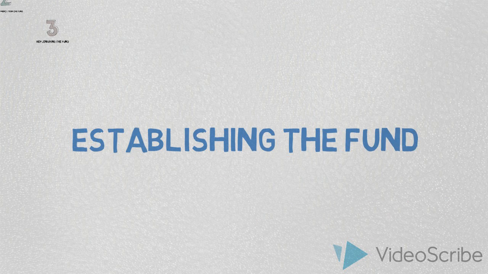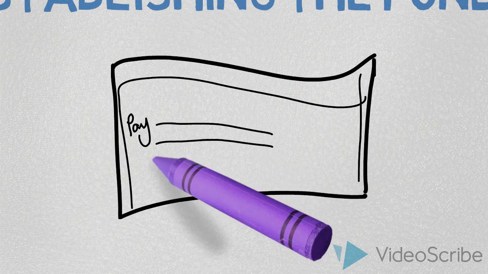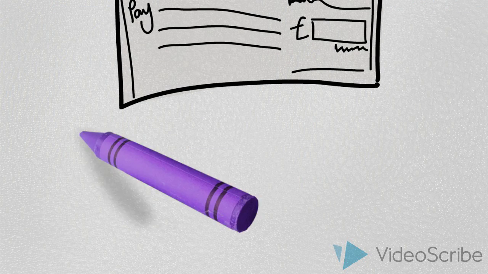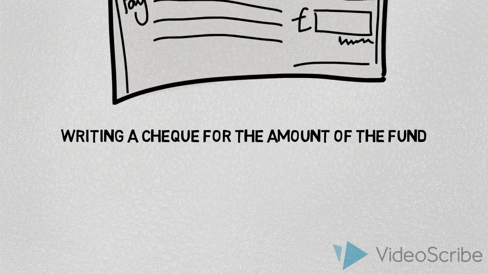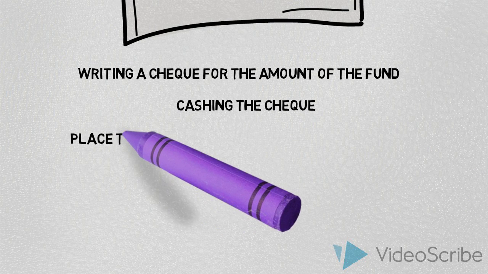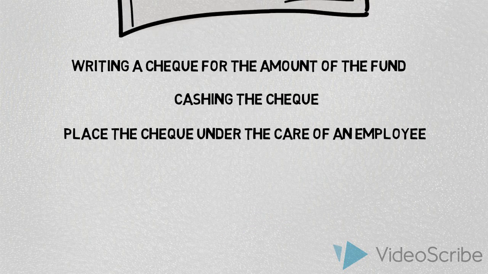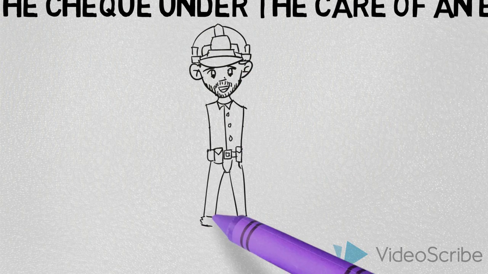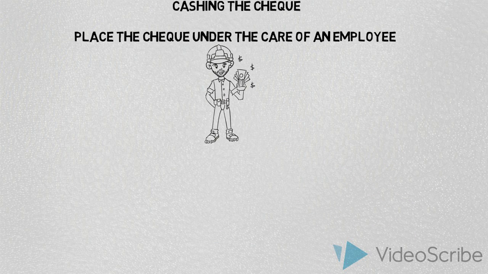A petty cash fund is established by writing a check. A company will firstly write a check for the amount of the fund. They will then cash the check. They will then place the cash under the care of an employee. This employee will be known as a custodian.